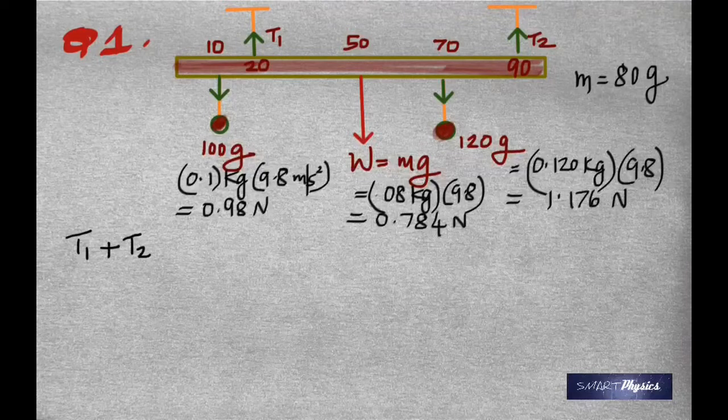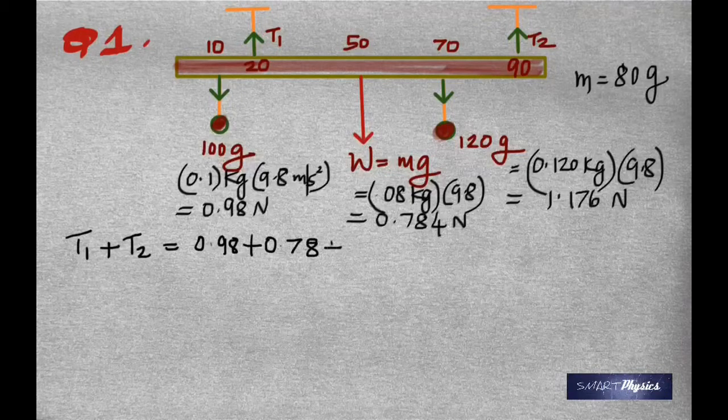Now there are two conditions for stable equilibrium. First condition is that the total upward forces should be equal to the total downward forces. So to say, the net force along the y-axis is zero. So you have two upward forces, T1 and T2, acting up. So T1 plus T2 should be equal to the sum of these three forces that are acting down. So the sum of the upward forces is equal to the sum of the downward forces. That sets up one equation.